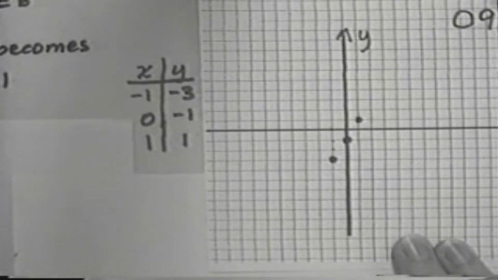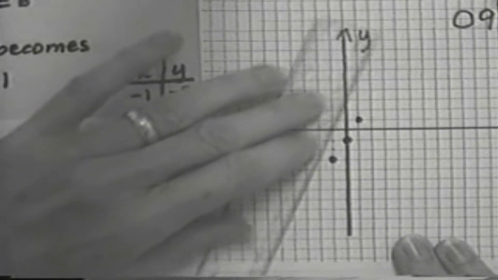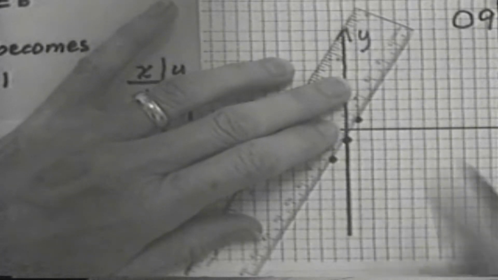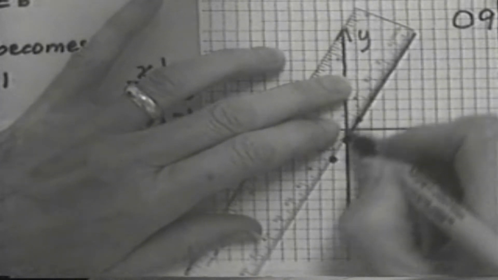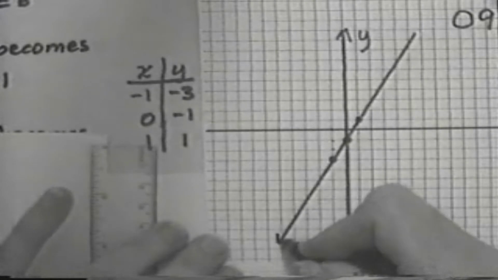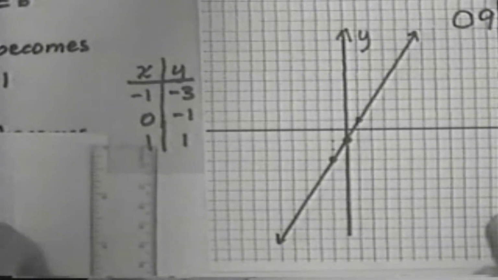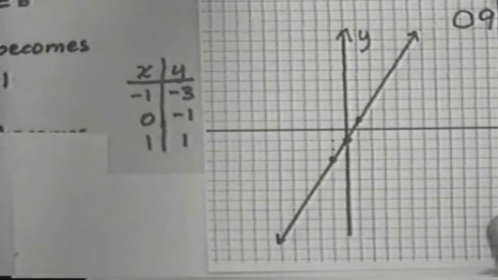So here's our equation, graphed as we did it just a few minutes ago. So here's the first equation. This one is y equals 2x minus 1.